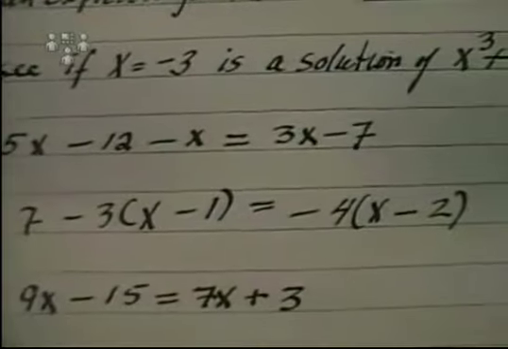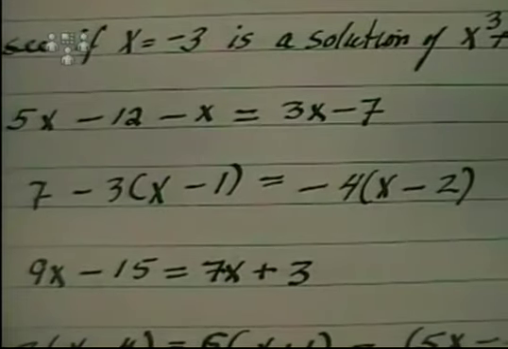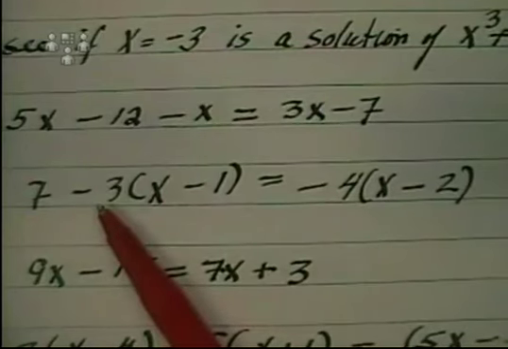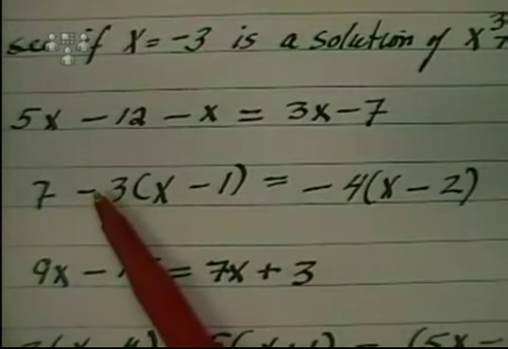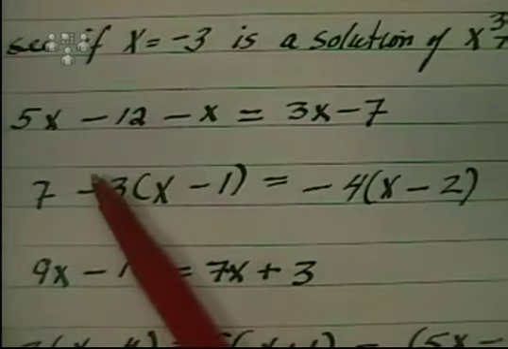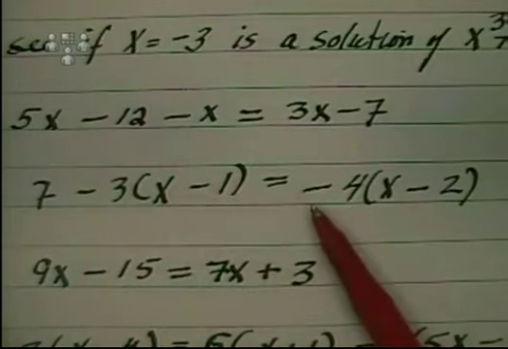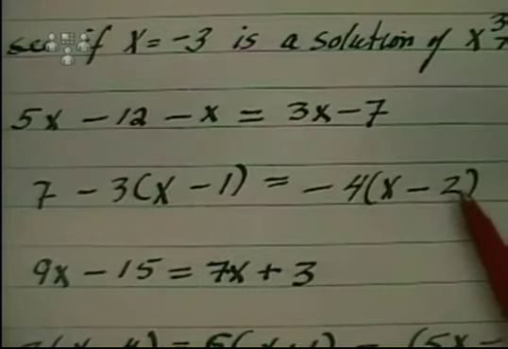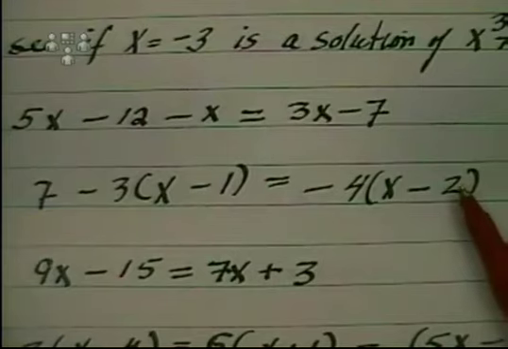Now look at the contrast to the next problem. You can't go there until you use what property first? The distributive property. What do you have to be careful about here with that minus sign? It is negative 3x plus 3. Negative 4x plus 8. And missing that minus sign cost you points.